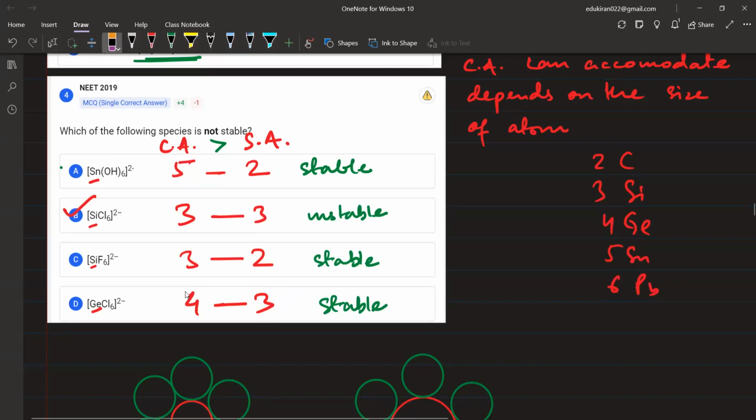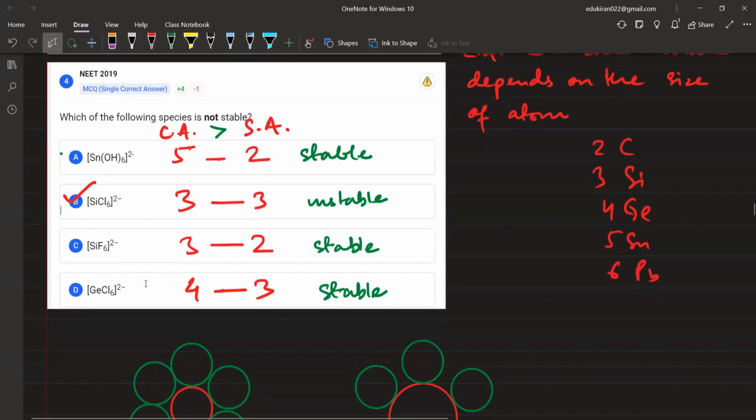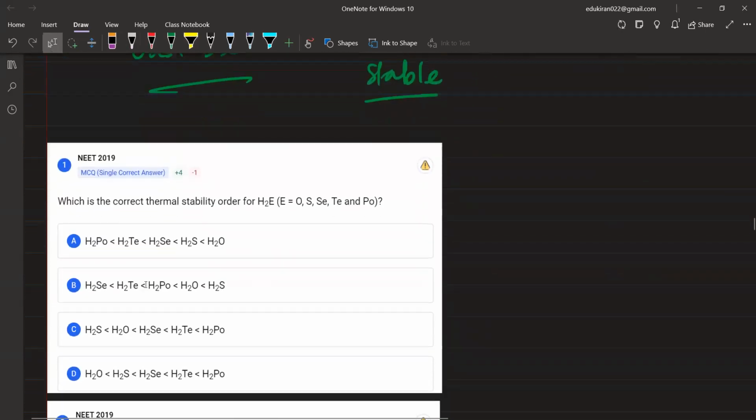Most of the time I scold students जब वो माइक ऑन नहीं करते, बातचीत नहीं करते. चलिए, try this one.